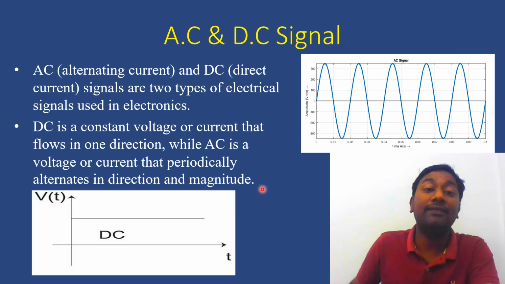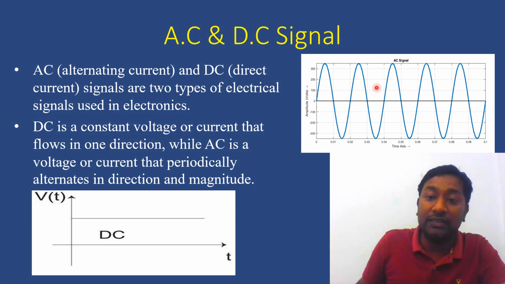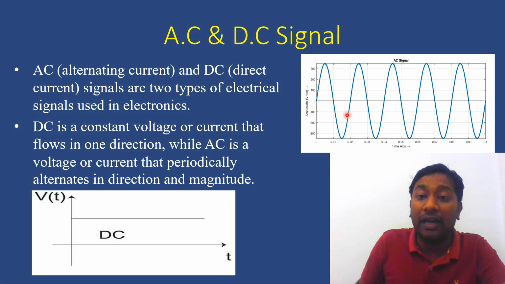Now coming to the AC and DC signal, we have seen alternating current and direct current. AC means alternating current and DC means direct current. If you see, this is one of the AC signals. Here the current value continuously changes. It increases up to a certain voltage, then drops to 0 and again goes to the negative part. So it is continuously alternating current.